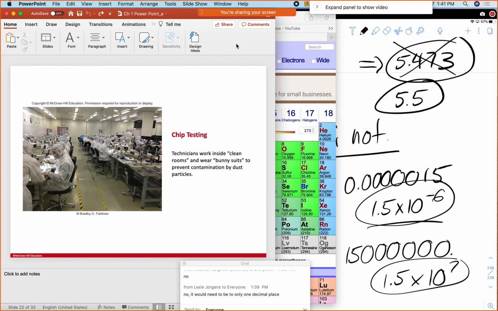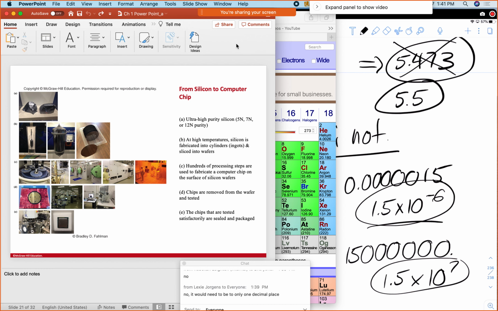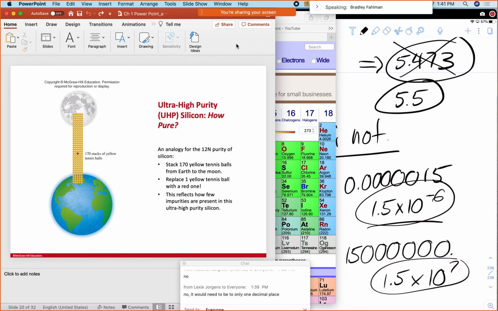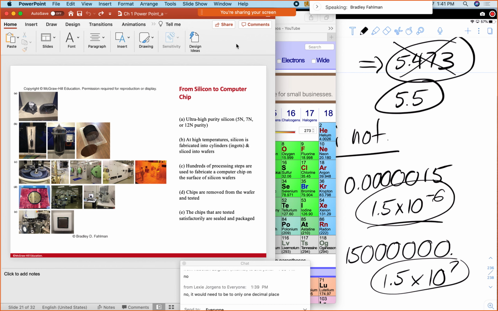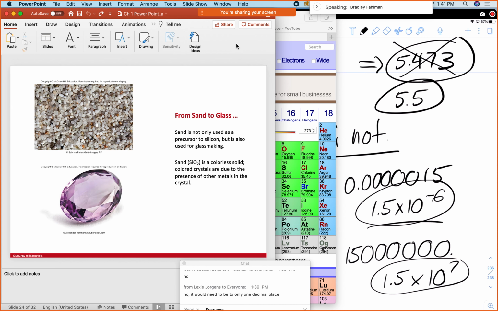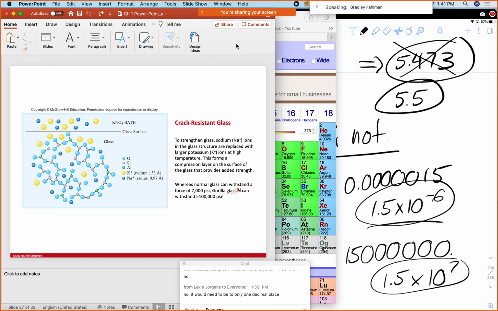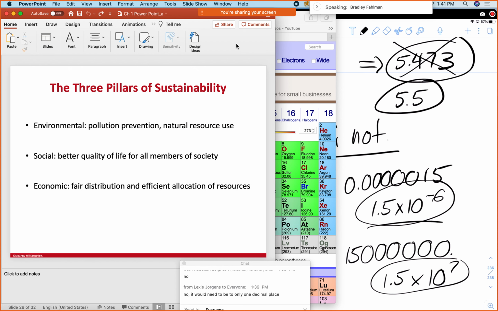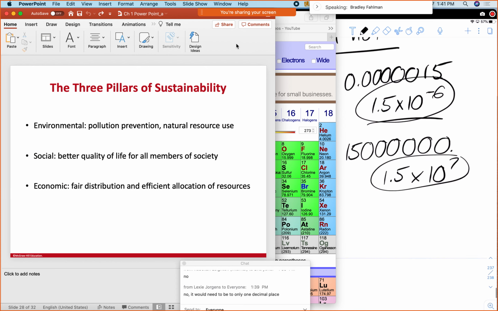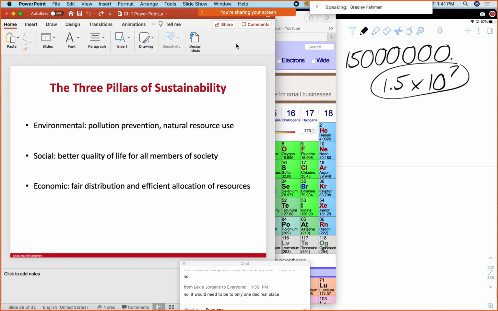None of the stuff related to how chips are made, all that stuff. I'm not going to ask any detailed questions either. As far as the context pieces, this slide for sure: the 3 pillars of sustainability.